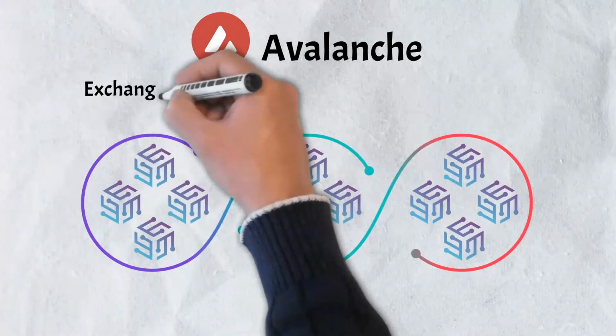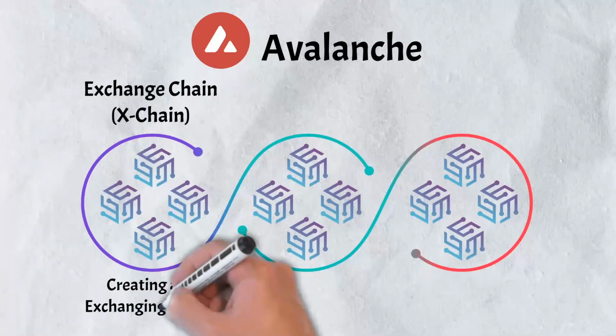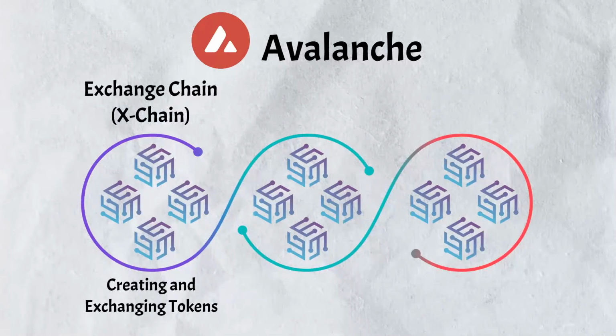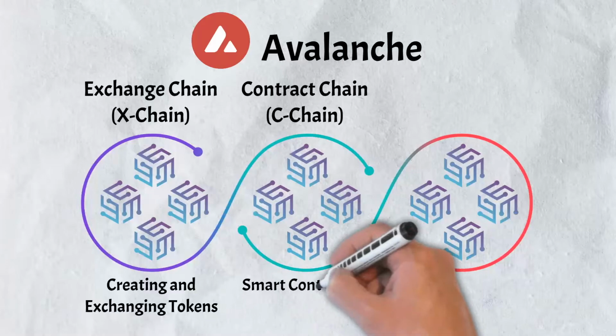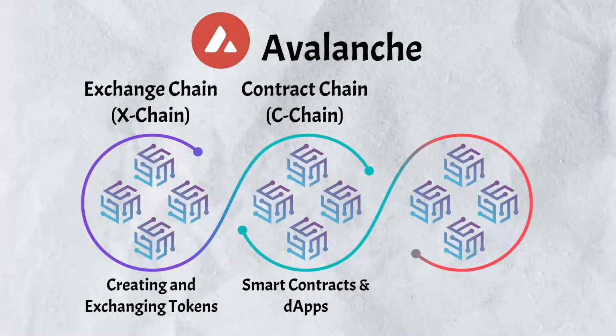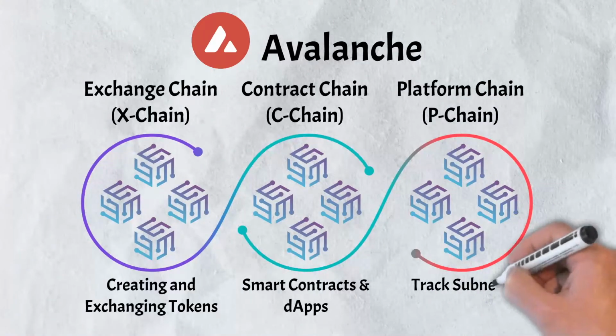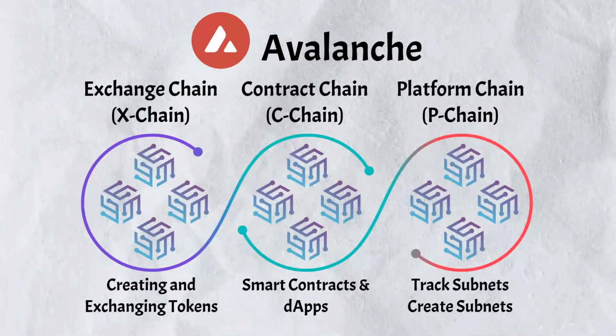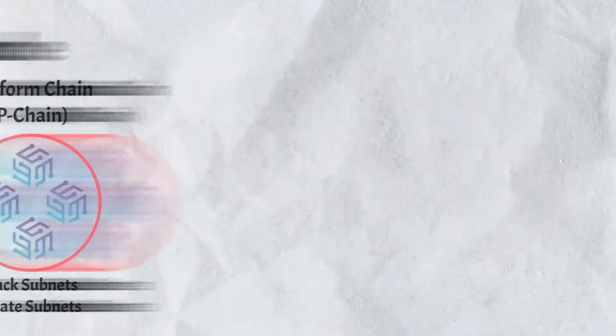The first of the 3, the exchange chain, is used for creating and exchanging Avalanche tokens and other assets. The second chain, the contract chain, allows developers to create smart contracts for dApps. And the third chain, known as the platform chain, tracks subnets and allows for the creation of new subnets.